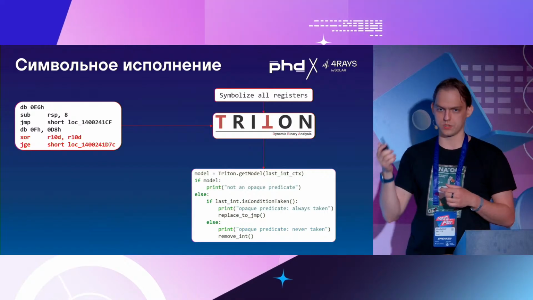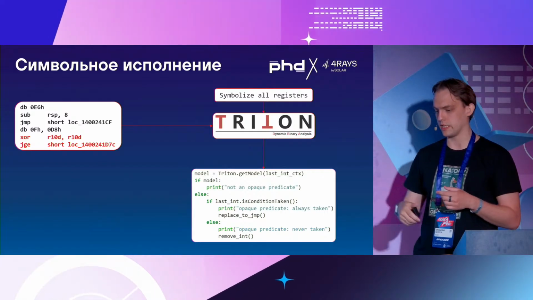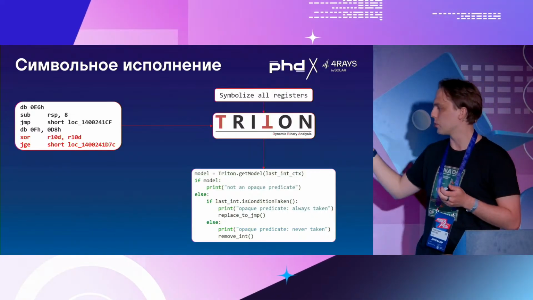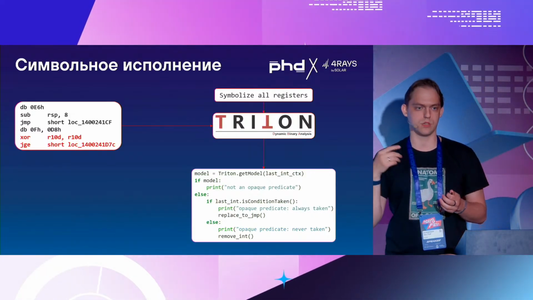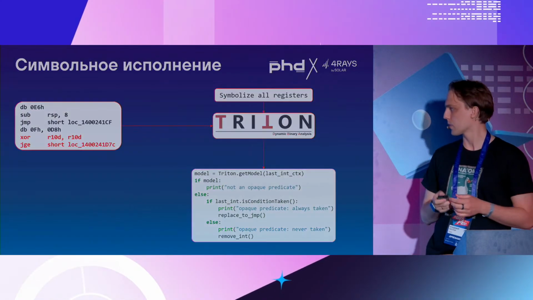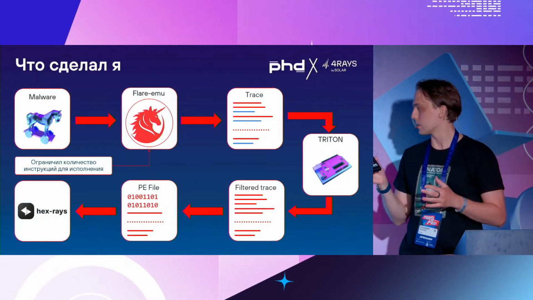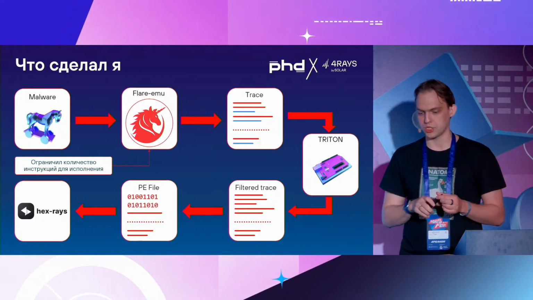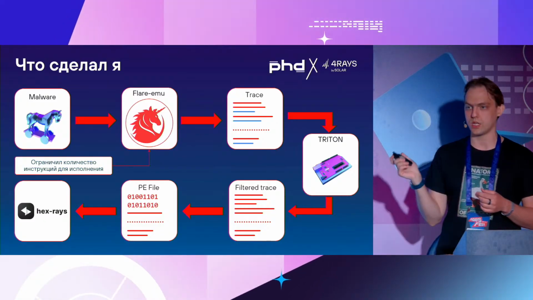After that, I execute that in Triton, and Triton would advise me whether there will always be a jump, and depending on the situation, for instance, I would either keep that conditional transition or replace it with an unconditional transition. Okay, we do have that rationale, that logic, and I build this way.